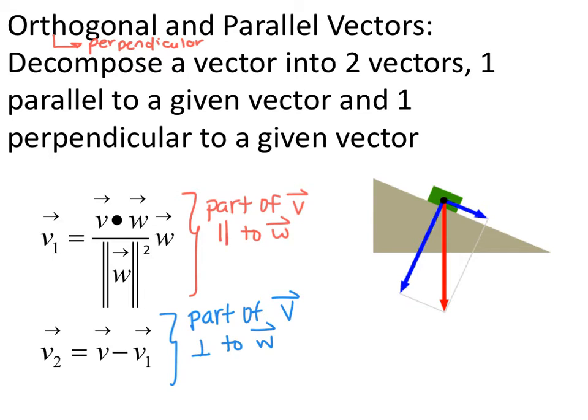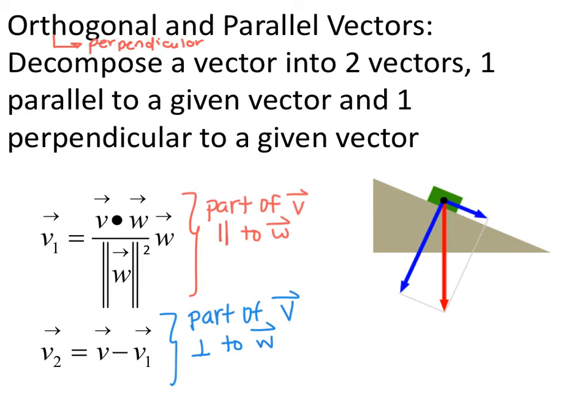So sometimes we want to decompose a vector into two different vectors. One that's parallel to a given vector and one that's perpendicular to that given vector. So for instance, if we have vectors v and w, and we want to split vector v up so that part of it's parallel to w and part of it's perpendicular to w, this down here is how we would do it. So v sub 1 would be the part of v that's parallel to w.